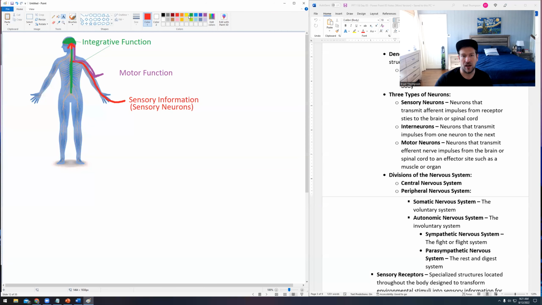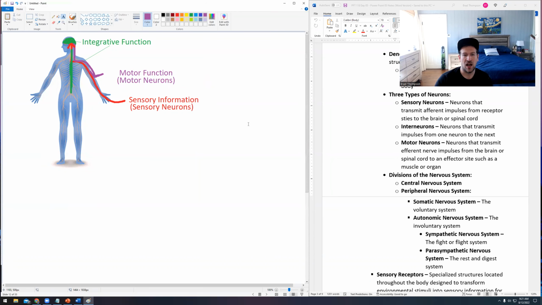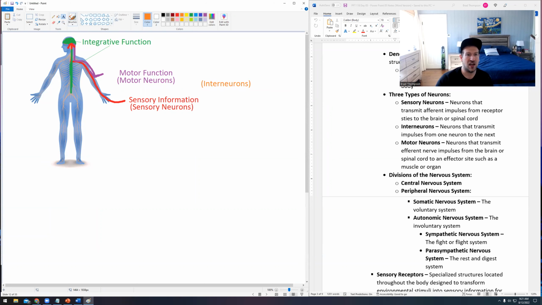And then you've got motor neurons, which are responsible for motor function. So motor neurons are going to do that. But then you've also got interneurons, which are connecting the two. So we'll put a third category here. We'll have interneurons, and their job is to act as the connection point from one to the other. So if we saw a connection point from here to here to here, and then back here to here.